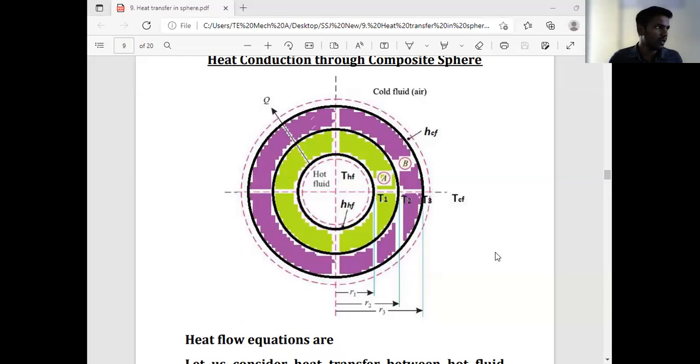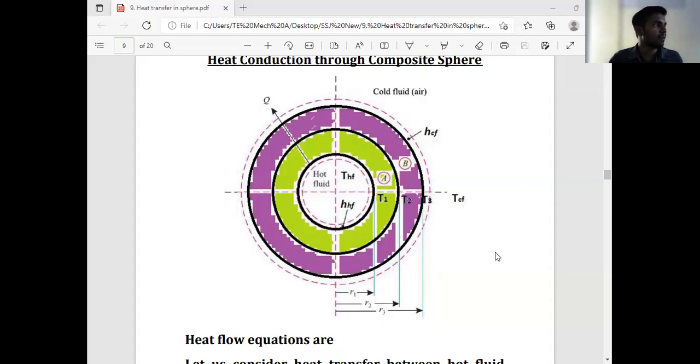Q is equal to, for the hot fluid, the heat transfer coefficient HHF into area into temperature difference. For the hot fluid, what is the temperature difference? THF minus T1. So this is the equation for the convection for the fluid inside that particular composite sphere. Similarly we have to write down the equation for the layer A.